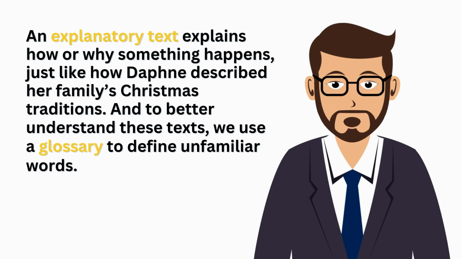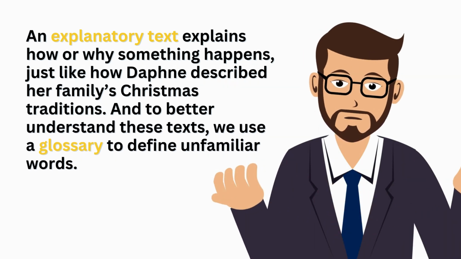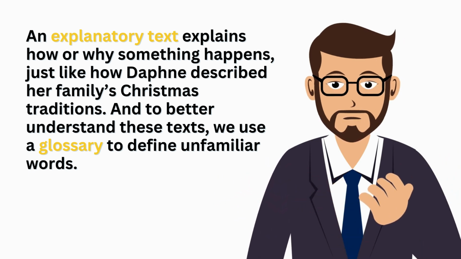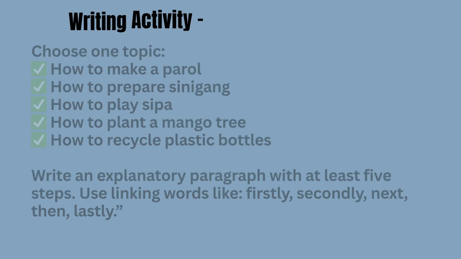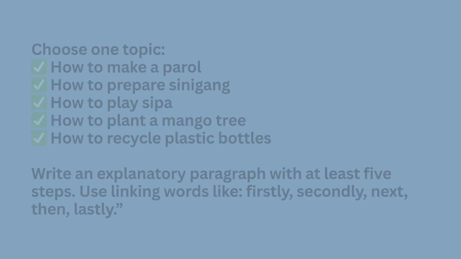An explanatory text explains how or why something happens, just like how Daphne described her family's Christmas traditions. And to better understand these texts, we use a glossary to define unfamiliar words. It's your turn to write. Choose one topic: how to make a parol, how to prepare sinigang, how to play sipa, how to plant a mango tree, how to recycle plastic bottles. Write an explanatory paragraph with at least 5 steps. Use linking words like firstly, secondly, next, then, lastly.